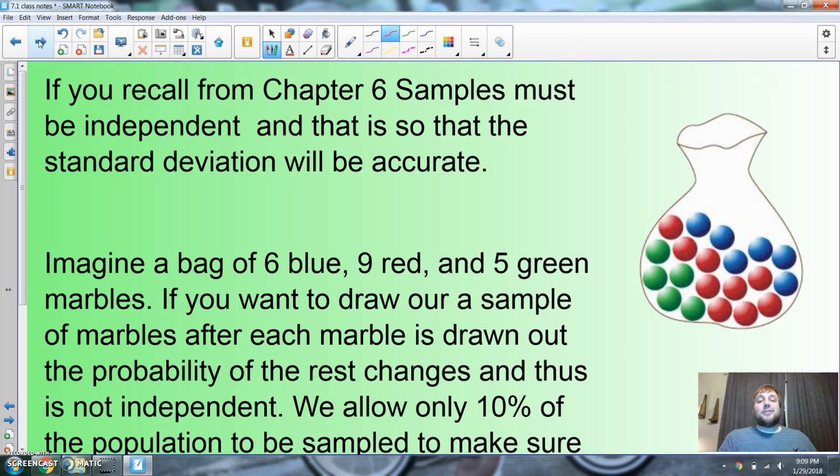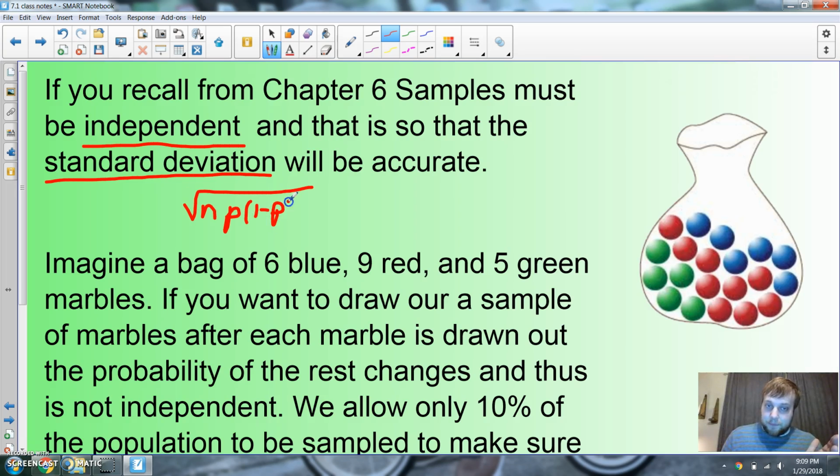Remember in chapter 6, our BINS, where I stood for independent events? We had to make sure things were independent, otherwise this affects our standard deviation. Remember our standard deviation formula? See if you can quote it with me: the square root of N times P times 1 minus P. You remember that formula? This only works if I have independent events.